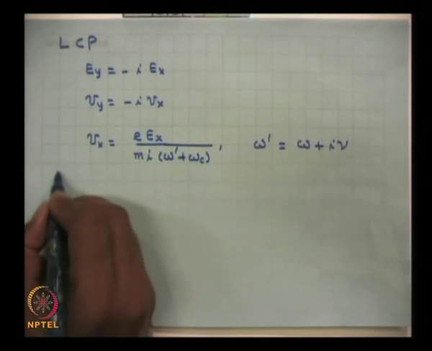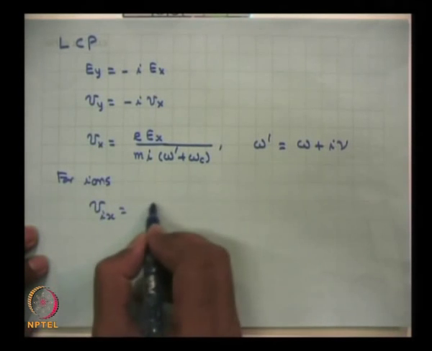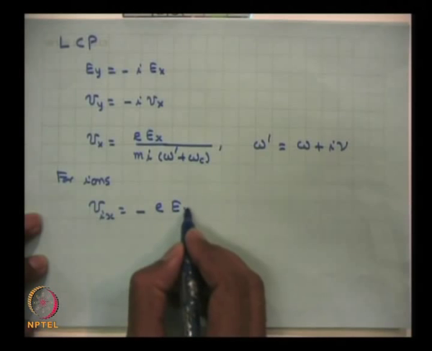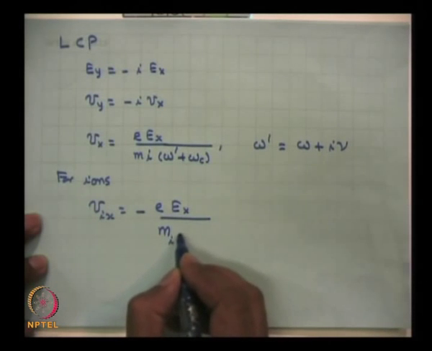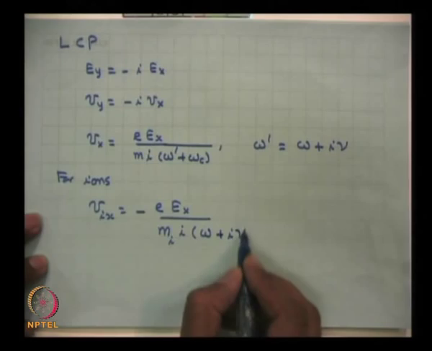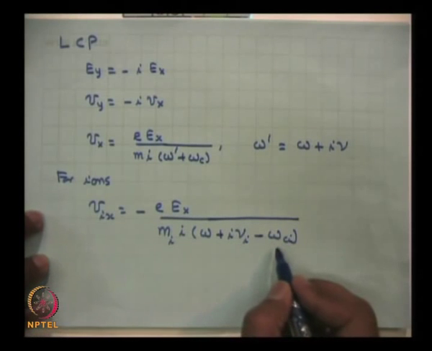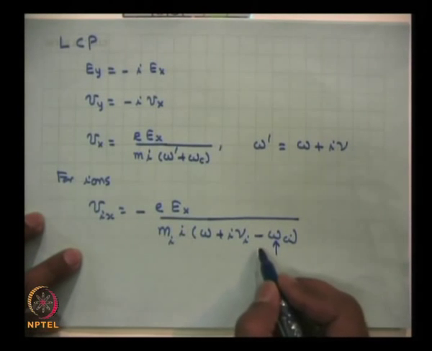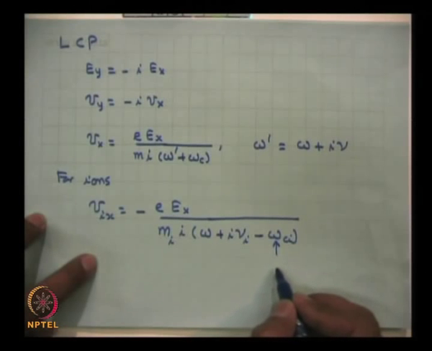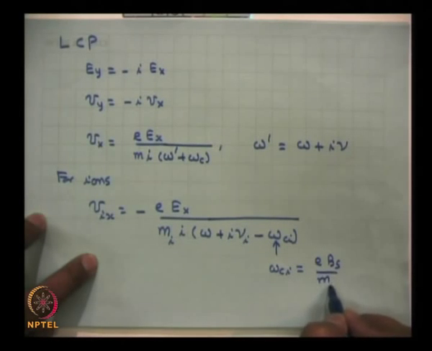However, for the ions, the velocity of ion in the x direction would be, charge of the ion is opposite to that of the electron, so I will write down minus eEX upon m of the ion into i (omega plus i nu of the ion minus omega c of the ion). This is the magnitude of ion cyclotron frequency. A negative sign comes because the charge of the ion is opposite to that of the electron. So omega c i is denoted as eB0 upon m i, ion mass.